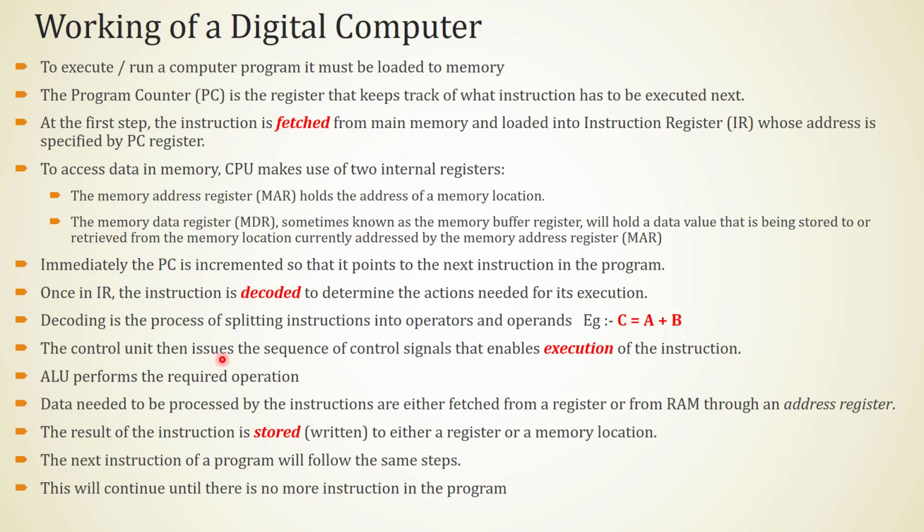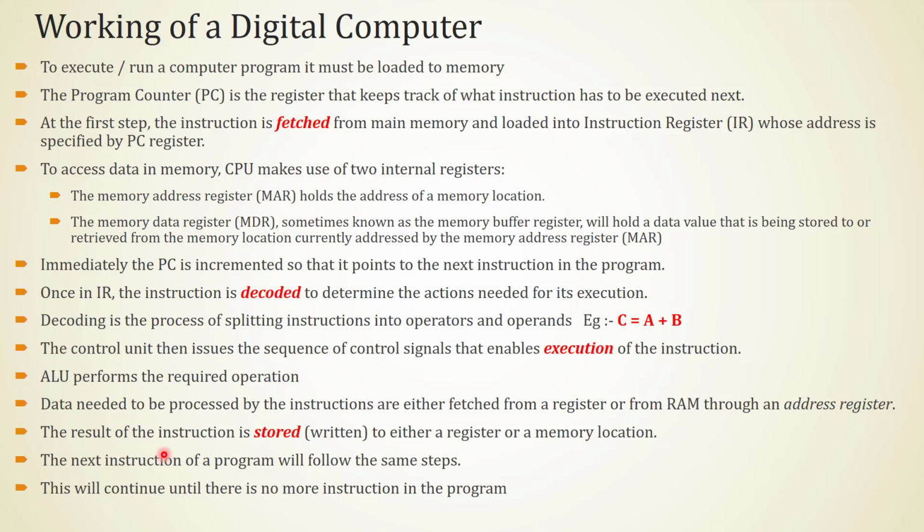The control unit then issues the sequence of control signals that enable execution of the instruction. After decoding, the control unit will send a signal to the processor to execute the instruction. The ALU will perform the required operation; here we have to perform addition. Data needed to be processed by the instructions are either fetched from a register or from RAM through an address register. Here the address register means MAR. So the data required to perform the instructions are either stored in RAM or a register, and will be fetched with the help of the address register.